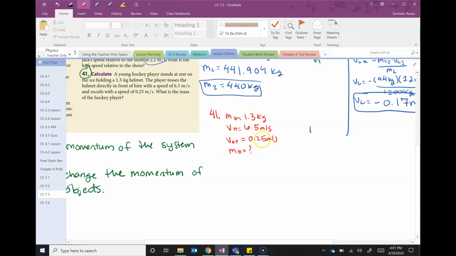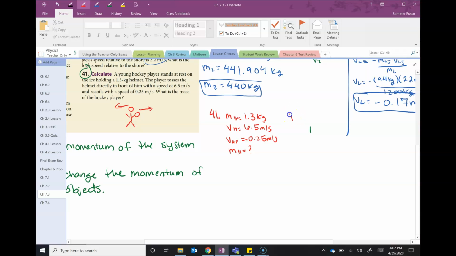One thing you should have noticed I forgot while I worked on this is these two speeds need to be in opposite directions because one of them is a recoil. So this should be negative. If we want to visualize this, my hockey player is standing here. He's holding a helmet. He throws the helmet that way, and then he moves that way.